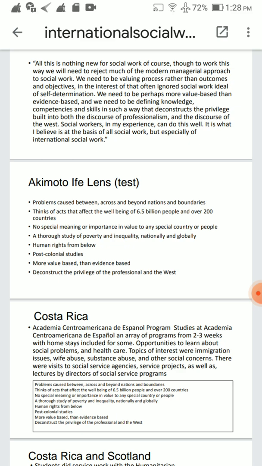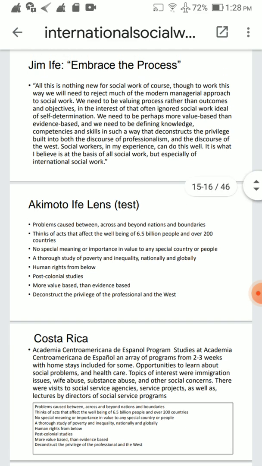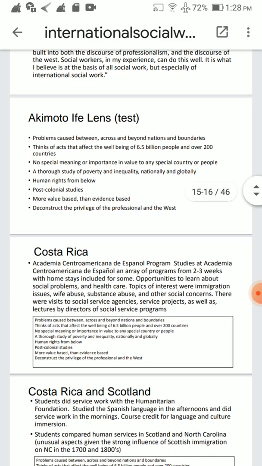No special meaning or importance in valuing any special country or people, so it's more generic, no more specific. A thorough study of poverty and inequality, national and global. It is also studying the international concern about poverty, inequality, and the global competitiveness of a person. Human rights from below, post-colonial studies, more value-based than evidence-based, destruction and privilege of the professional in the West.